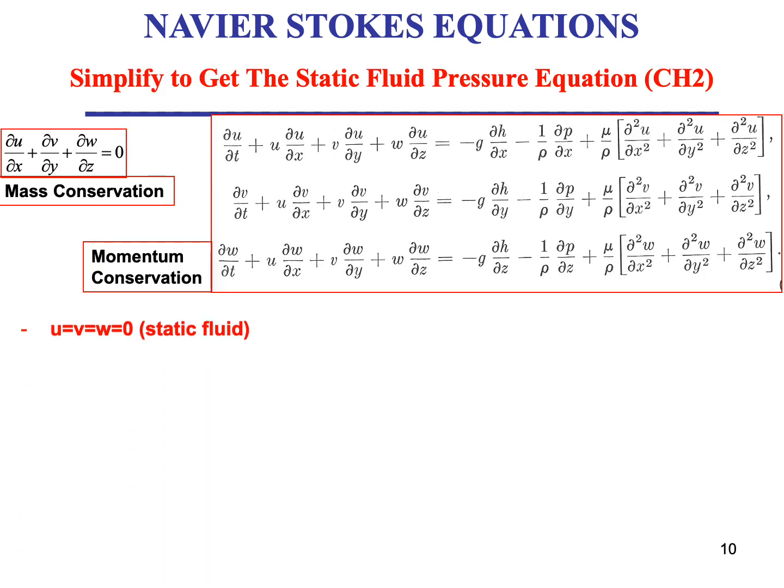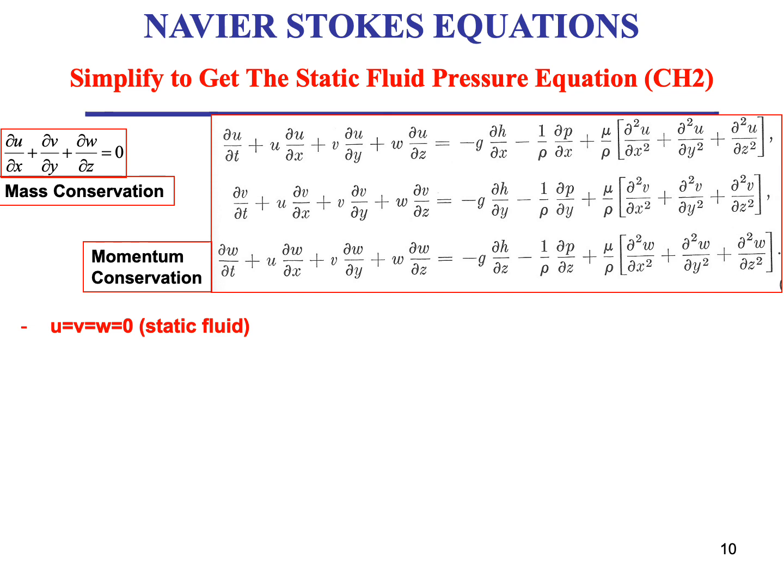Now let's look a little bit more at this. The mass conservation and linear momentum conservation describe any type of Newtonian fluid, that is, air and water are Newtonian fluids. So let's go back to our chapter 2, where we had static fluid. When you have a static fluid, it means that the air or the water is not moving. U is 0, V is 0, and W equals 0.